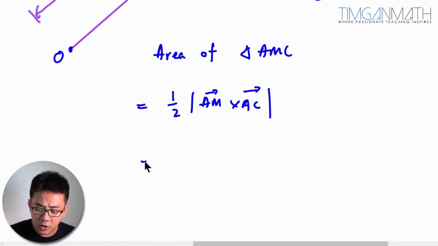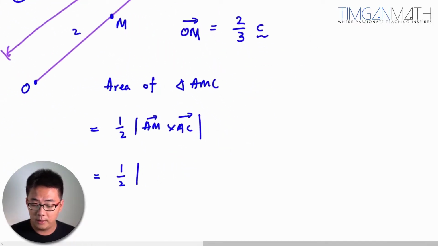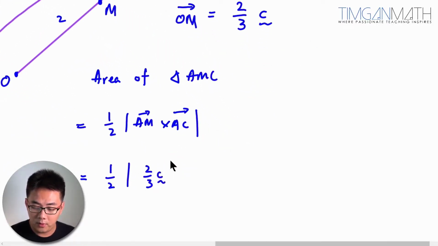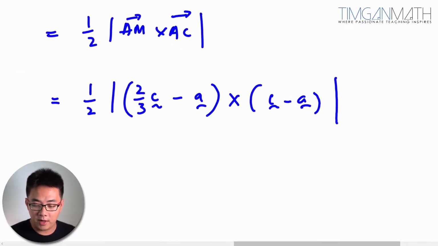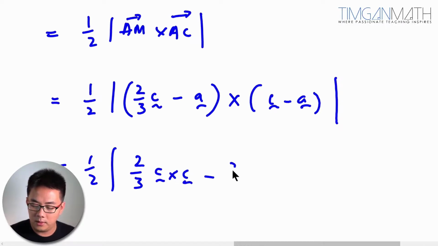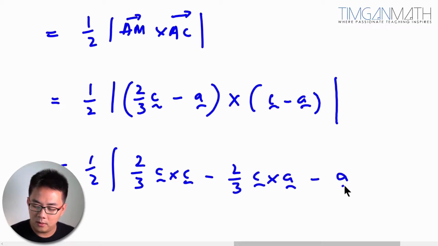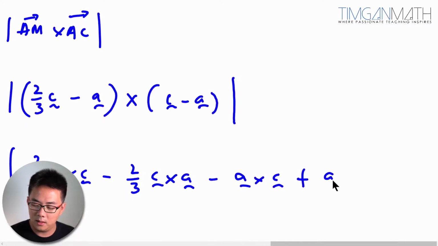So AM, change everything to A and C. The idea is now changed to AMC because those are your two main characters. So here you have half of 2/3 C, OM minus A, cross with C minus A. C cross C we know is a zero vector, so we're just going to leave it as zero vector. Actually, I'll just do it slowly. C cross C minus 2/3 C cross A minus A cross C plus A cross A.